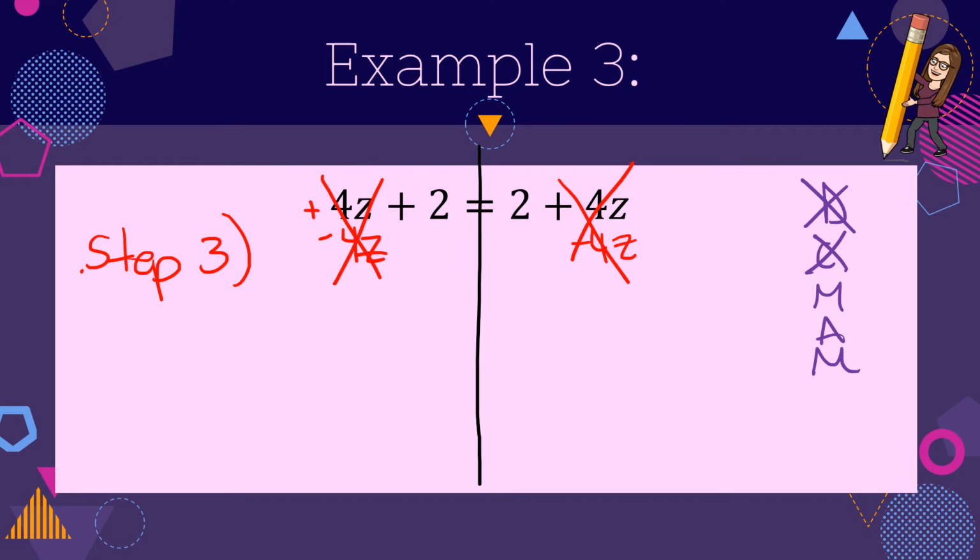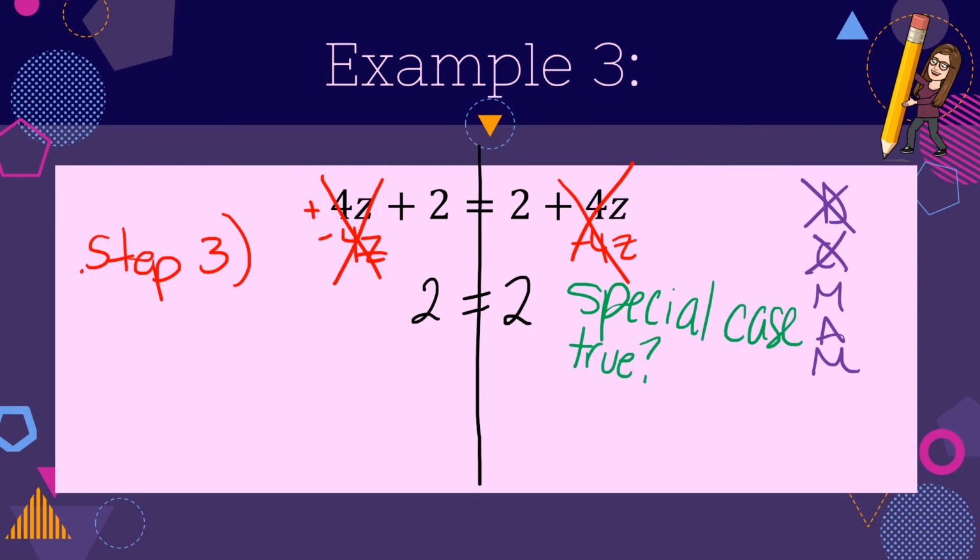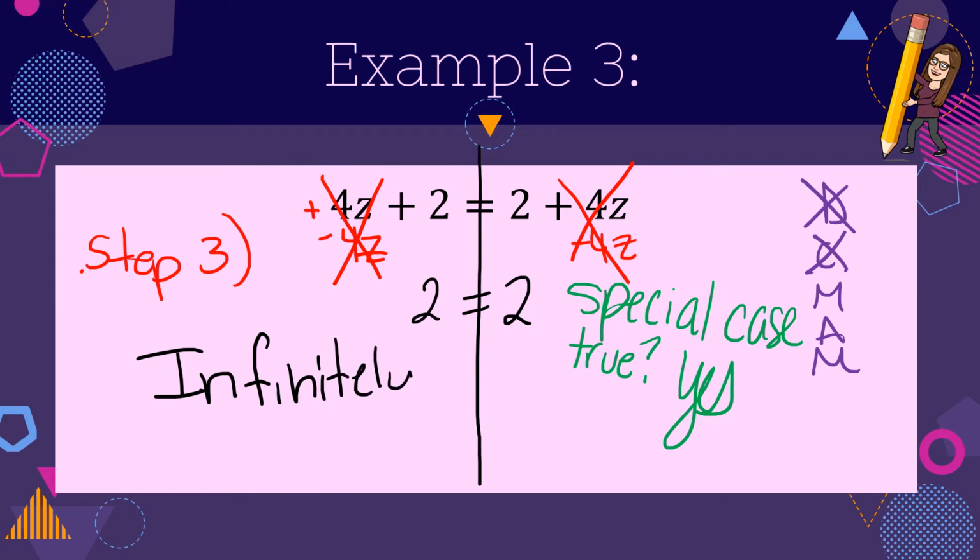But there's something different about this. So let's see what falls down. A positive 2 falls down, and a positive 2 falls down. So off to the side, please write special case. And my question to you is this true? Is this a true statement? Does 2 equal 2? Yes, it does. So we have a special answer that we are going to write. If it's true, that means we have infinitely many solutions.